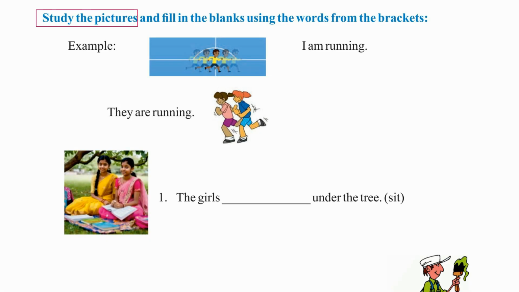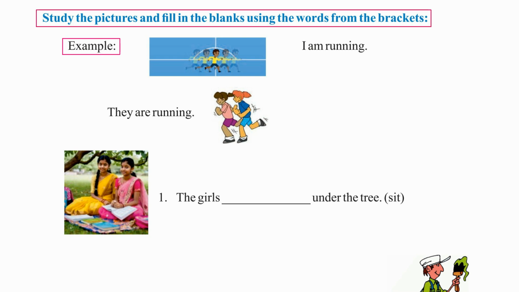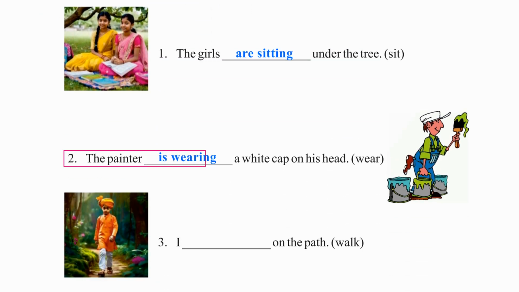Study the picture and fill in the blanks using the words from the brackets. Example: I am running. They are running. The girls are sitting under the tree. The painter is wearing a white cap on his head. I am walking on the path.